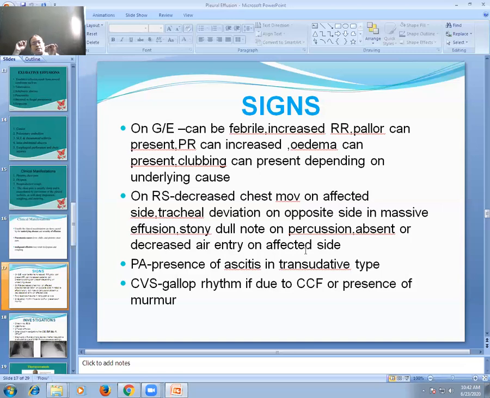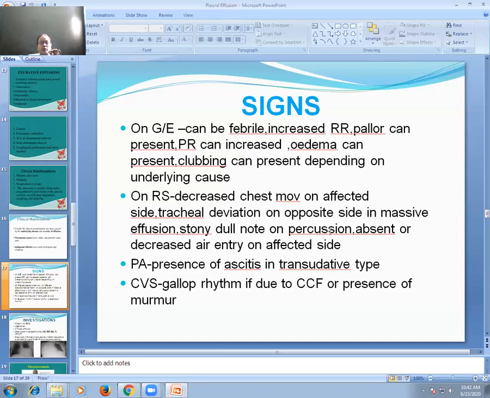So if there is a right-sided pleural effusion, air entry is absent on the right side. If there is a left-sided pleural effusion, absent air entry on the left side. So in auscultation, there is absent or decreased air entry on the affected side. So these are the findings in case of respiratory system. Positive findings: decreased chest movement, local tenderness, tracheal deviation, stony dull note, and absent or decreased air entry on the affected side. So these are the positive findings in case of a pleural effusion.